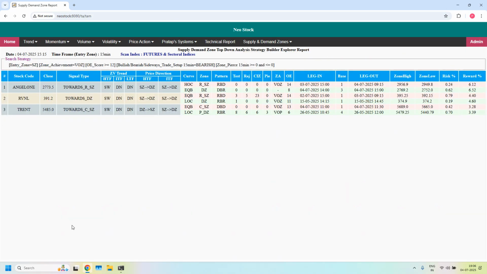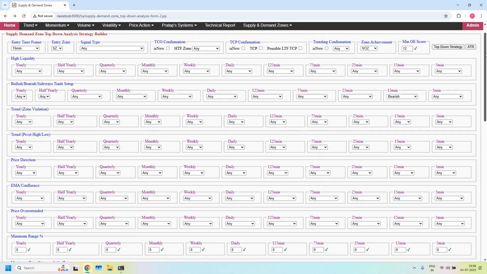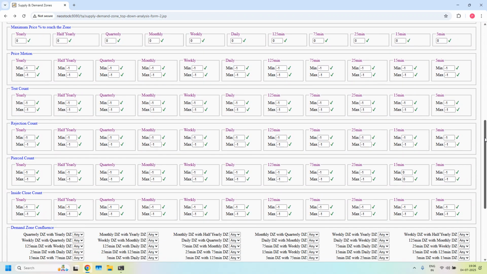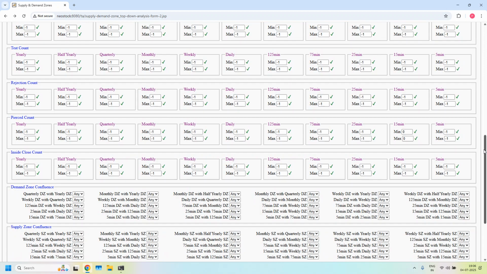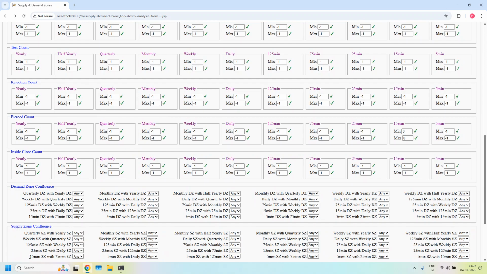We got 3 stocks supporting bearish trade setup for daily income trade, and the entry time frame zones are 15 minute supply zones. Out of these 3, how many are having more high probability to get success? That we will filter. First filter is LTF and ITF supply zone Confluence. That is 15 minutes and 75 minutes supply zone Confluence. I am enabling that filter.